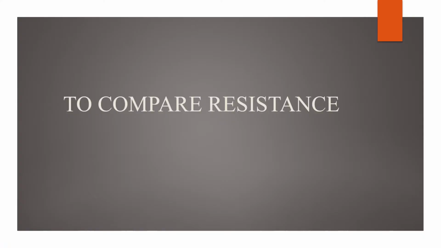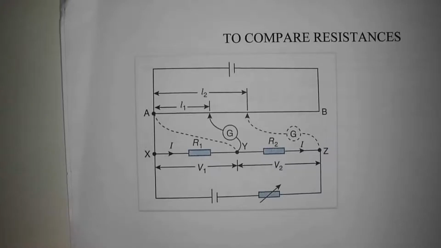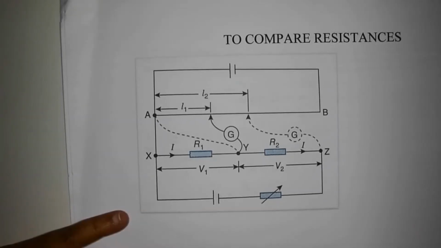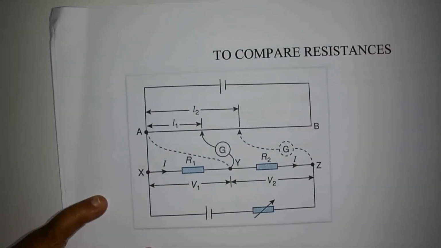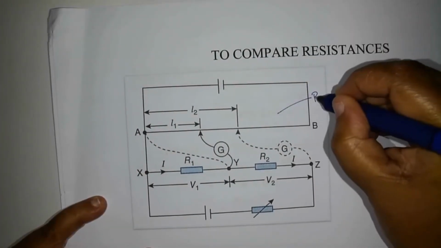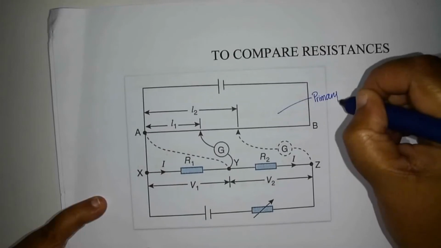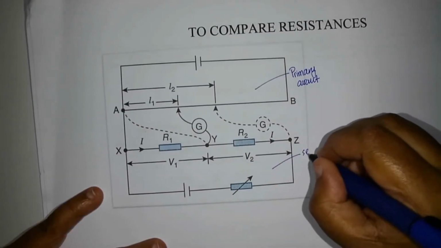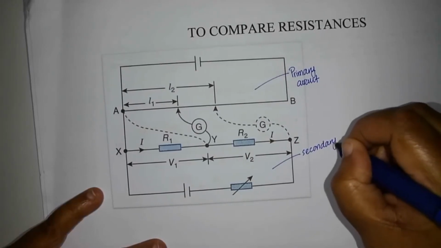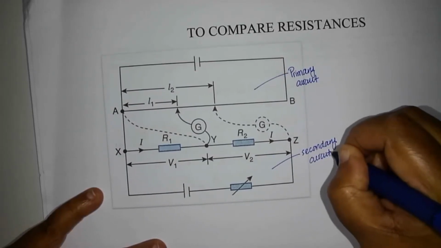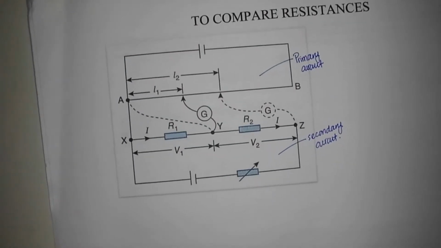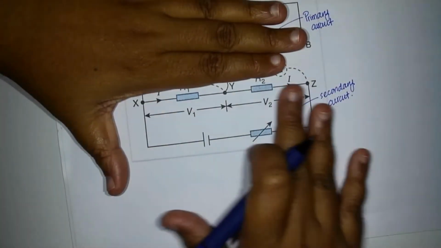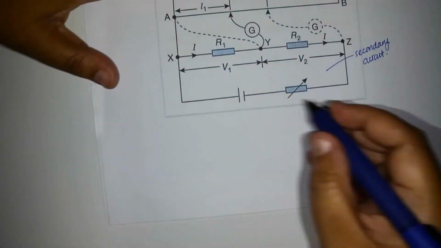Other than that, potentiometer can also be used to compare resistance. Class, we can use potentiometer to compare resistance. We have this as a primary circuit, which is the potentiometer, and then we have this as a secondary circuit. What I'm going to do is study a little bit on this secondary circuit here. So I'm going to draw it separately.